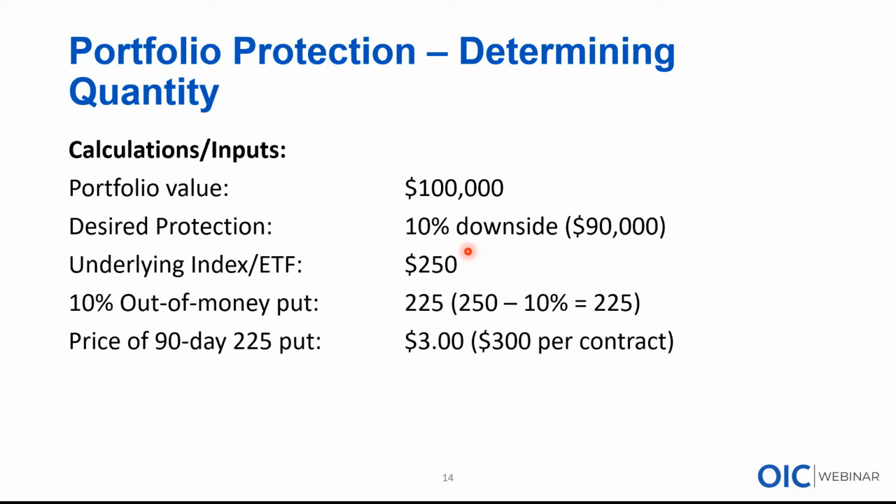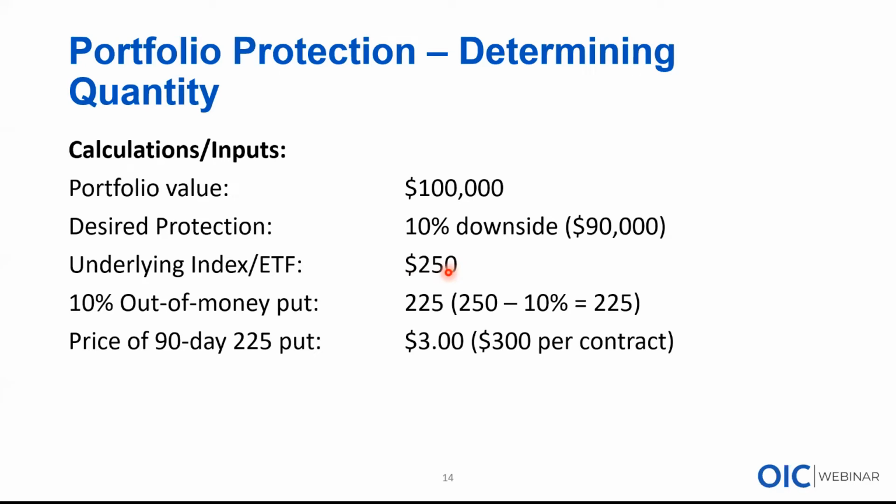Now the hard part might be finding the underlying or ETF that closely resembles your portfolio. It's critical to have a symbol in mind whose performance is going to closely resemble the performance of your portfolio. You have to make that decision. Now, let's say you choose an ETF. You have a very diversified portfolio, and you find an ETF that's going to resemble your portfolio performance well, and it's trading for $250 a share.